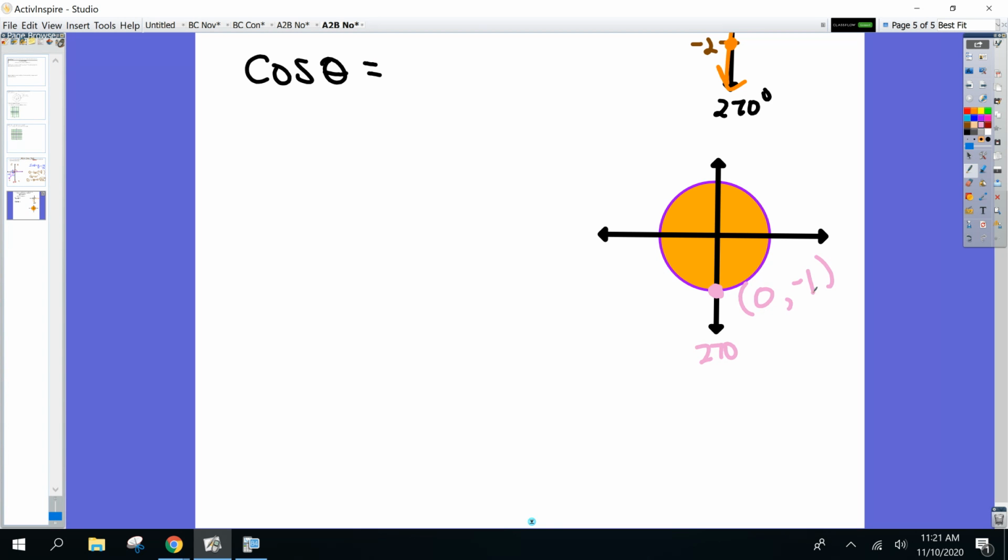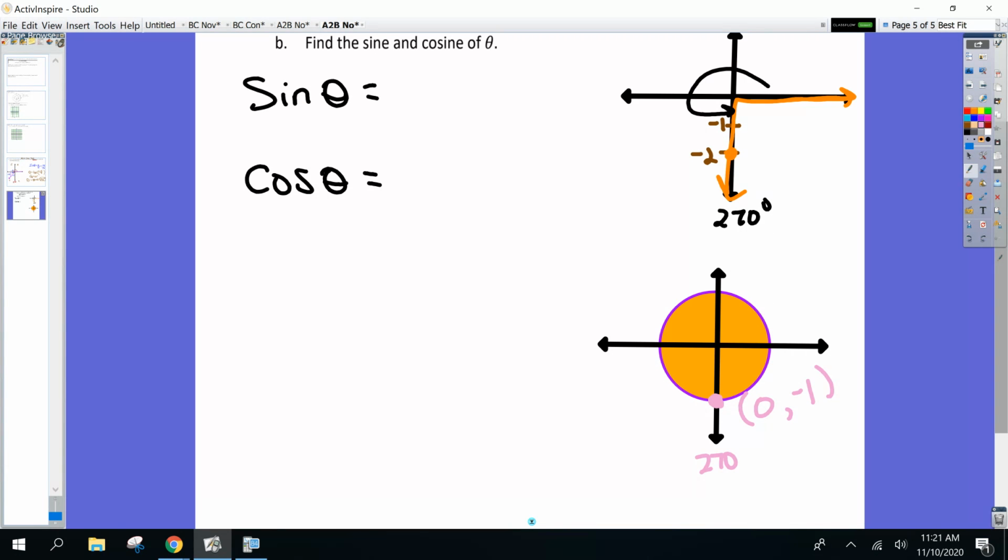Which one do you want? Anybody have a preference? Sine or cosine first? Sine? What coordinate do I want then? I want the y coordinate, right? If I want sine, I want the y coordinate, which is -1. And if I want cosine, I want what coordinate?